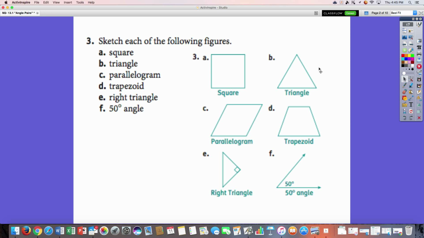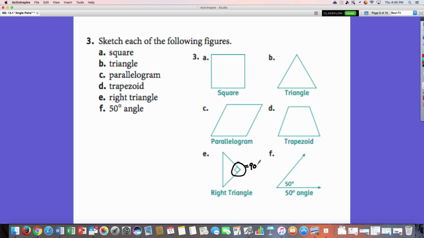Bam! There's a square, a triangle. Here's a parallelogram. Looks like kind of a rectangle someone sat on. Trapezoid, a right triangle. This is the most important part of the right triangle. It's got that little square in the box that lets you know that angle is equal to 90 degrees. I bet you got all these right too. And a 50-degree angle, it's not important that you got this exactly right, like you didn't have to use a protractor, but just the fact that you knew that this angle was less than a right angle.